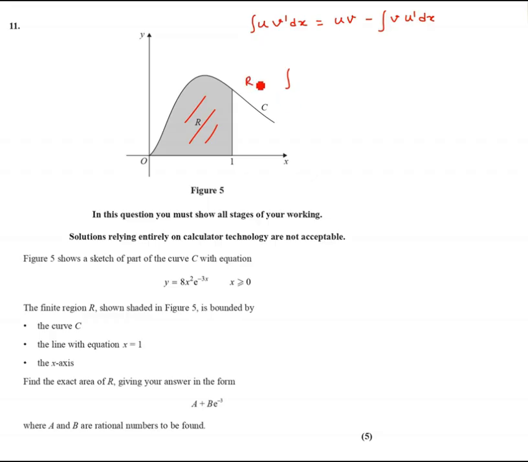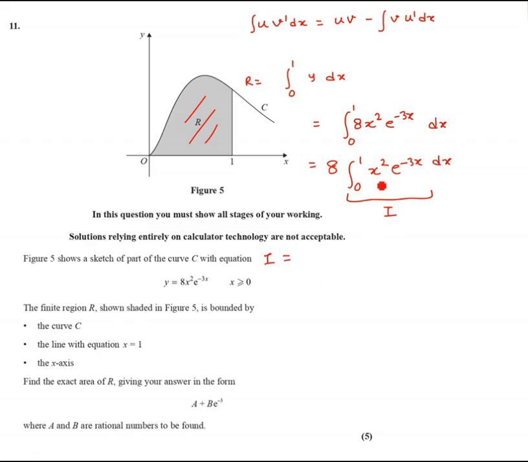So r will be equal to the integral from 0 to 1 of y dx, where y is the integral from 0 to 1 of 8x squared e to the power minus 3x dx. Let's take the 8 out, and this becomes the integral from 0 to 1 of x squared e to the power minus 3x dx. Now let's call this I.